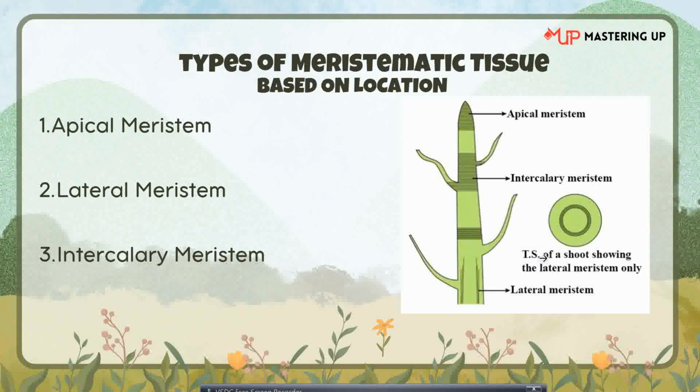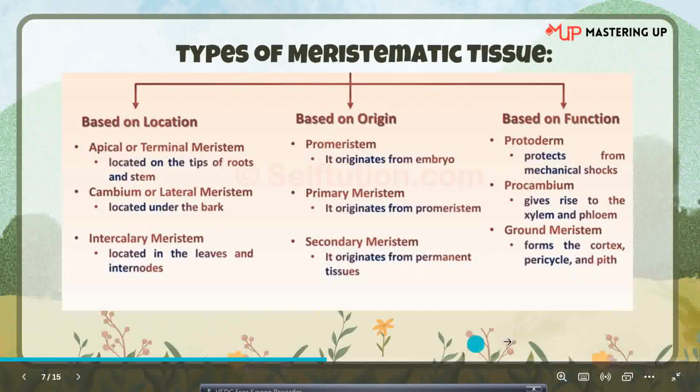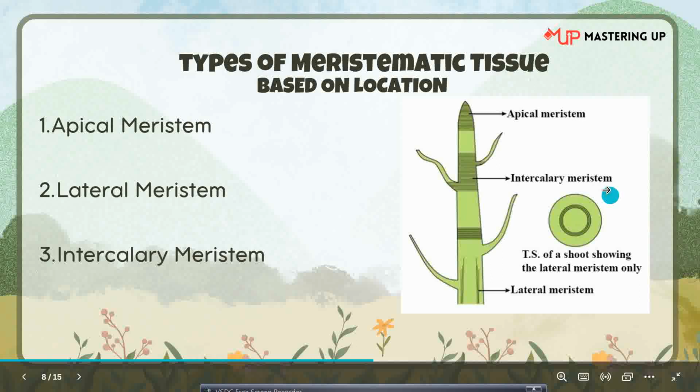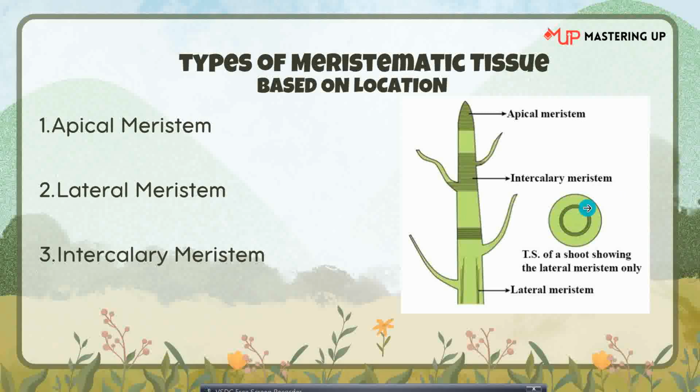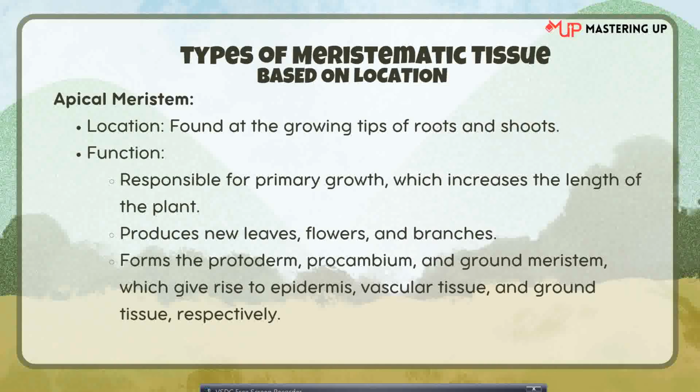This is the transverse section of the shoot showing the lateral meristem. Here you can see the lateral meristem is present underneath the cork. This one is the cork, and it is present underneath the cork. It is the transverse section of the lateral meristem. Now let's look into each meristem.